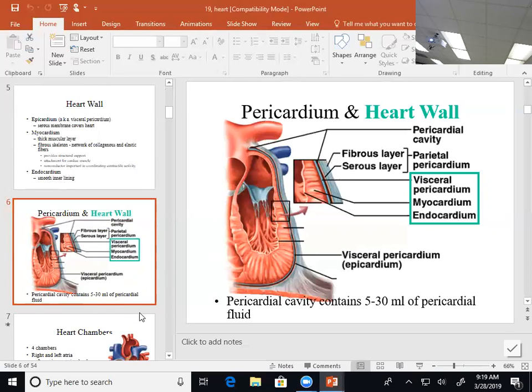Have you ever heard of pericarditis? What does itis as a suffix always mean? Inflammation. So guess what's inflamed? The sac around the heart, the pericardium. That pericardial sac is inflamed. Do y'all know what one of the signs and symptoms of inflammation is?